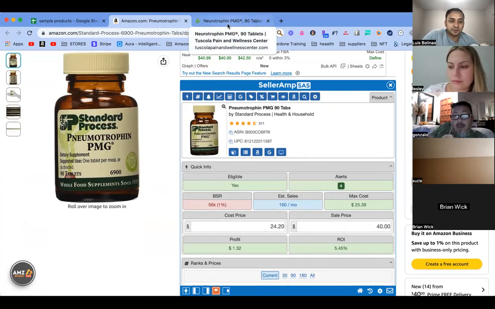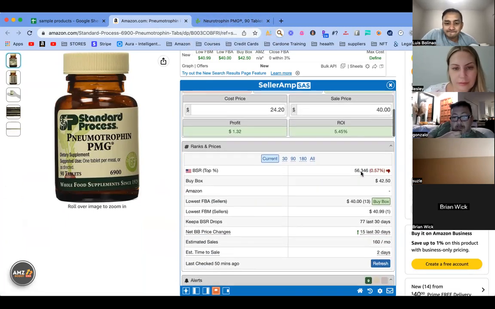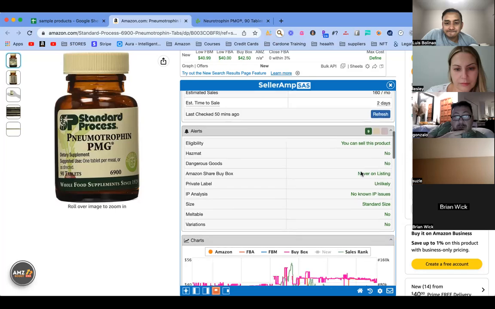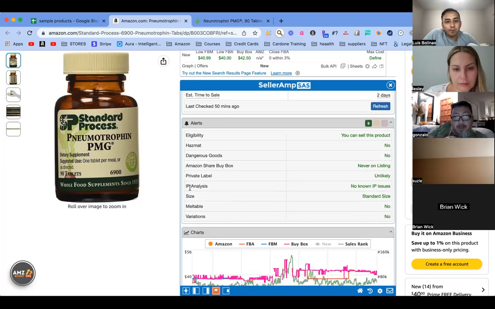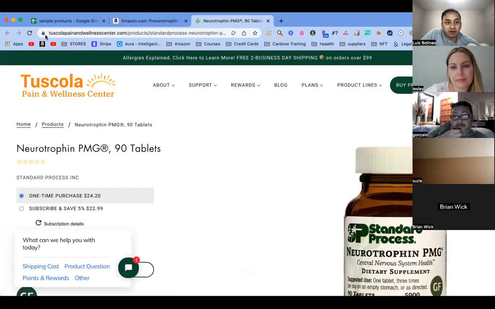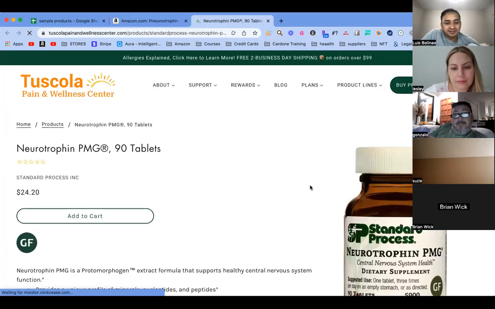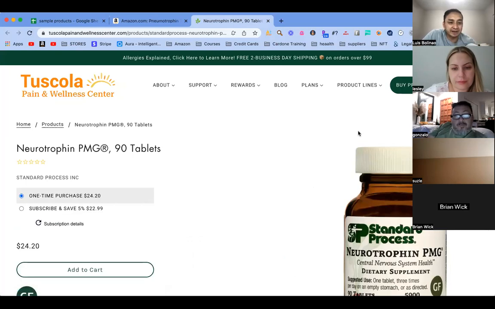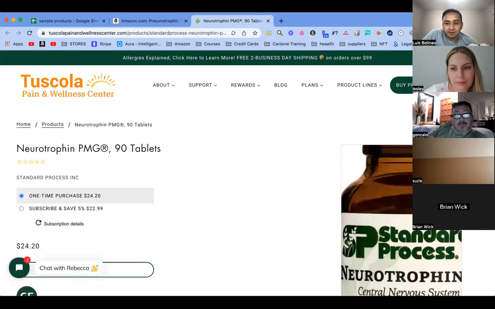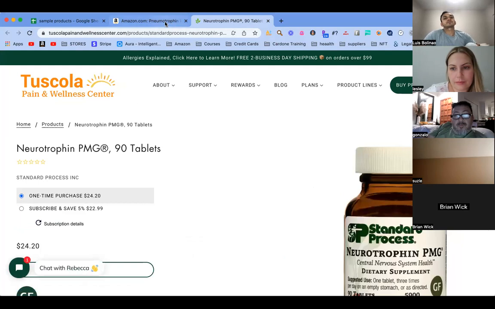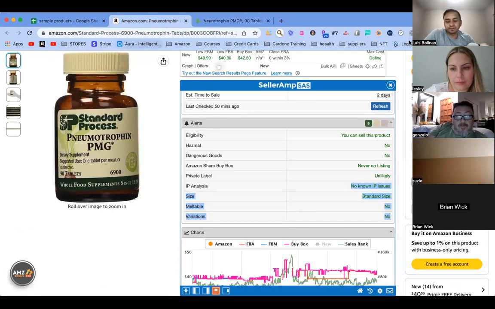Can you scroll down a little bit? Somewhere around here, I saw something about IP. Yeah, this one. Oh, it says no known issues. Yeah, the seller is saying no known issues, but IP alert caught it. Gotcha. It's just nice to have both, because you don't want to be buying the wrong products. Right. So let's see. Yeah, just stay away from those products.